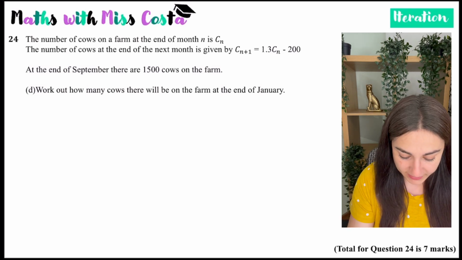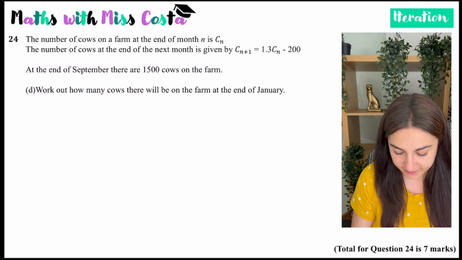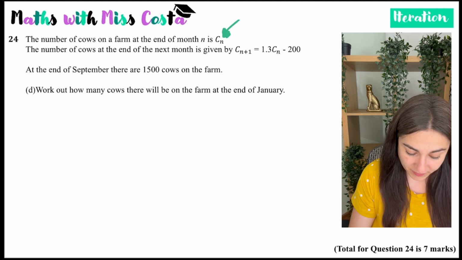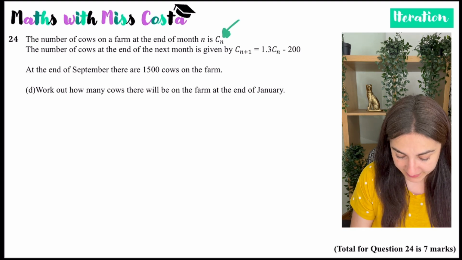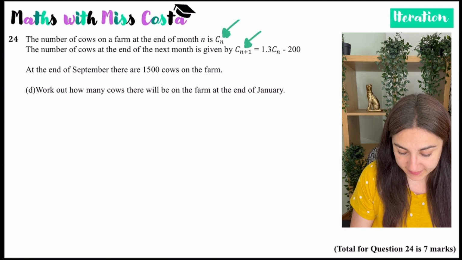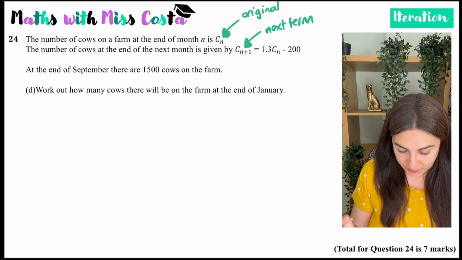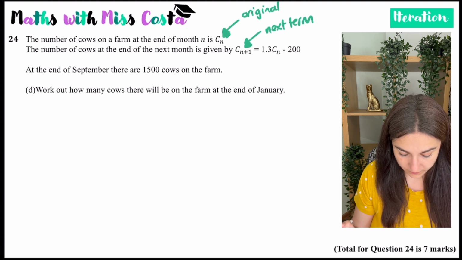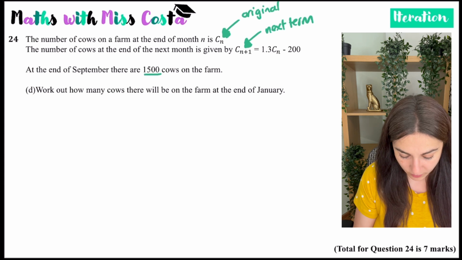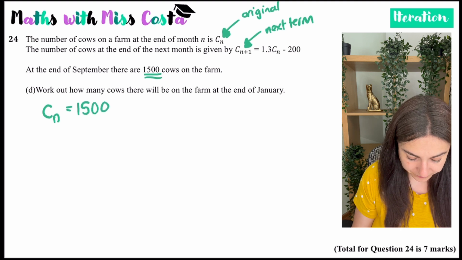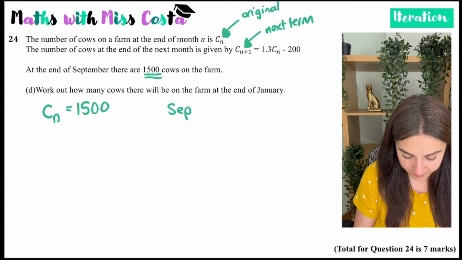Okay, so the number of cows on a farm at the end of the month N is CN. So once again, it's iteration. It's just this time it's in context. The number of cows at the end of the next month is given by this. Once again, don't be afraid of this. This just means the original term, and N plus 1 just means the next term. So at the end of September, there are 1,500 cows on the farm. So we can say that our original term is 1,500, and that's the end of September.